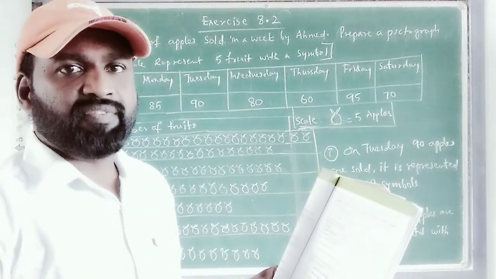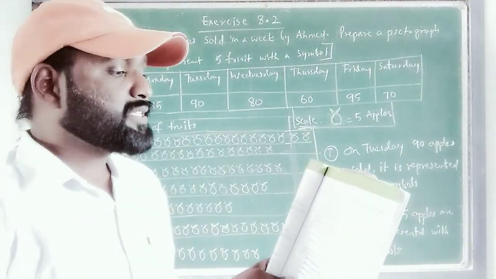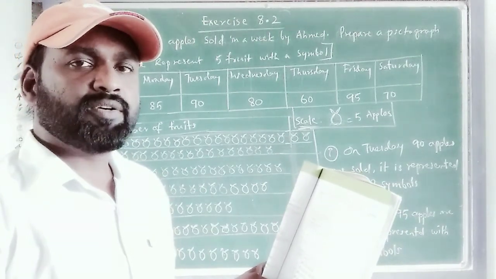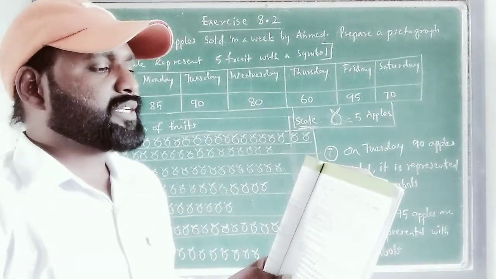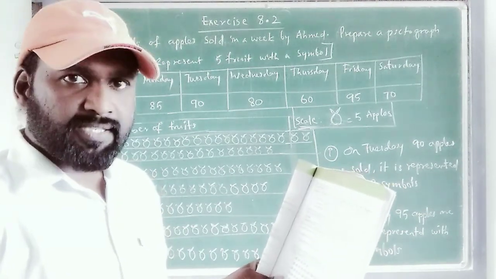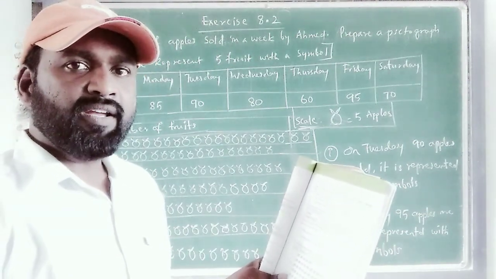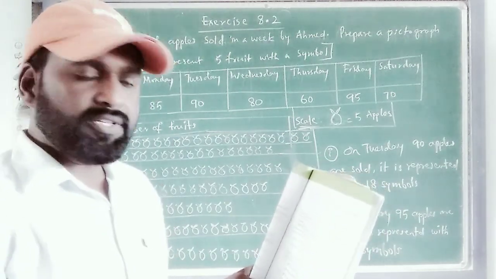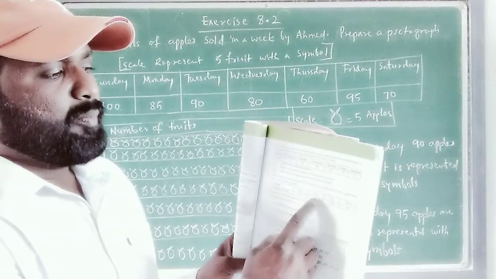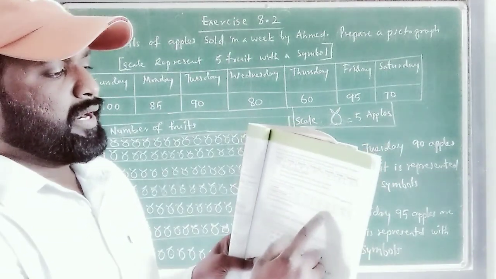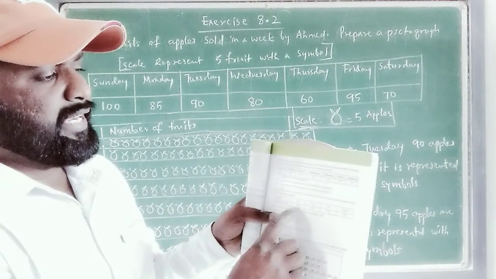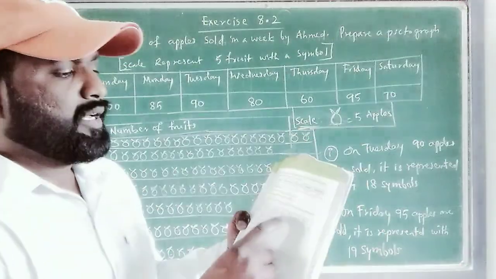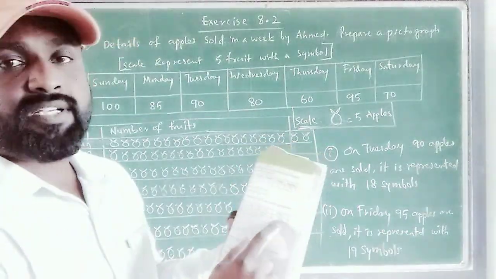Trees, 350. That means the tree symbol you have to show 7 times. 7 into 50, 350. That is why you have to show 7 trees. Next, watches, 200. 50 is the scale we are taking. So 50 into 4 is 200. So 4 watches you have to show. So what we need to show? Sun pictures are 8, pot pictures are 11, trees 7, watch 4.